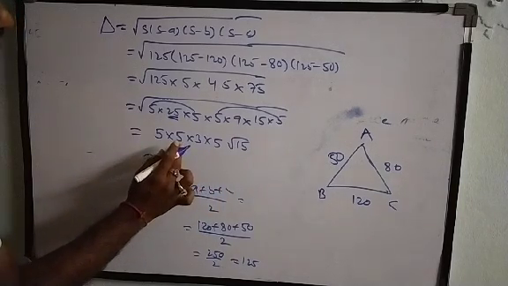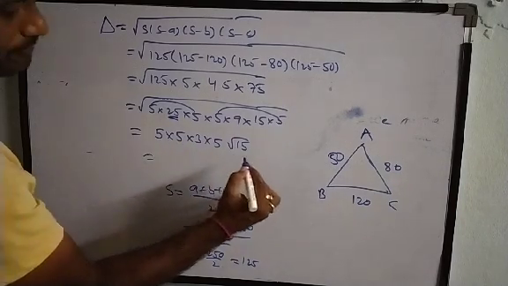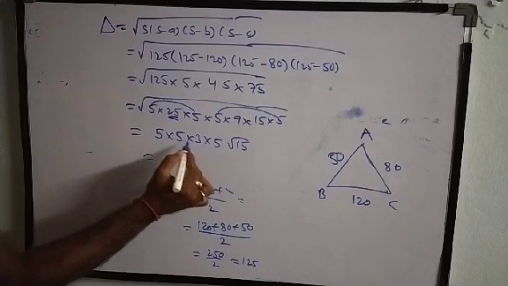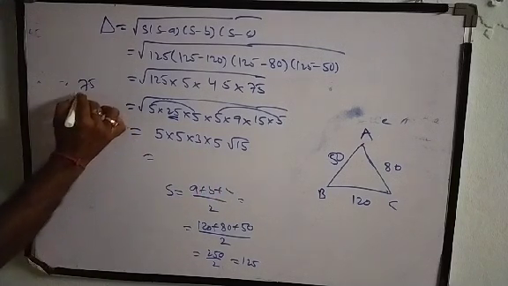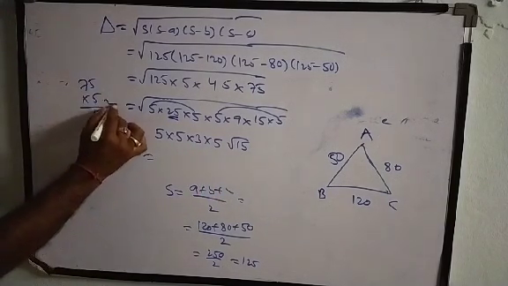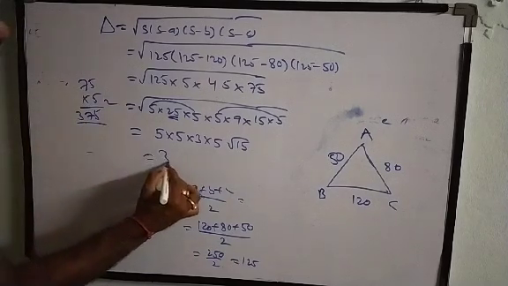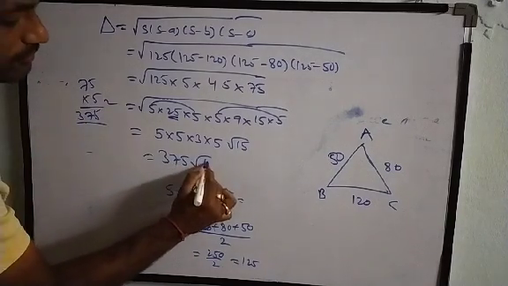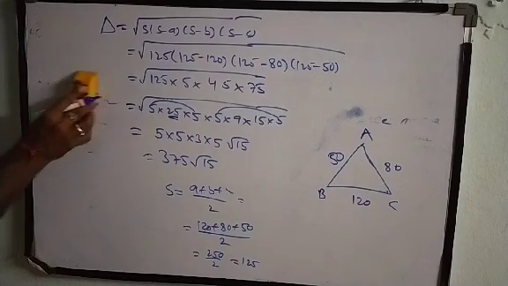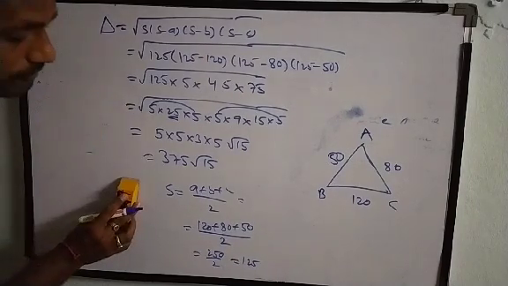So 5 5s are 25, 5 3s are 15, 5 15s are 75 into 5. 35, 37. So 375 root 15. So this is the overall area, 375 root 15.